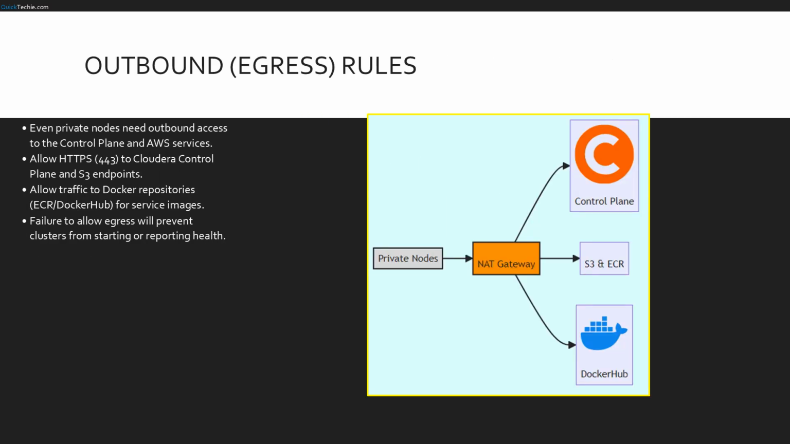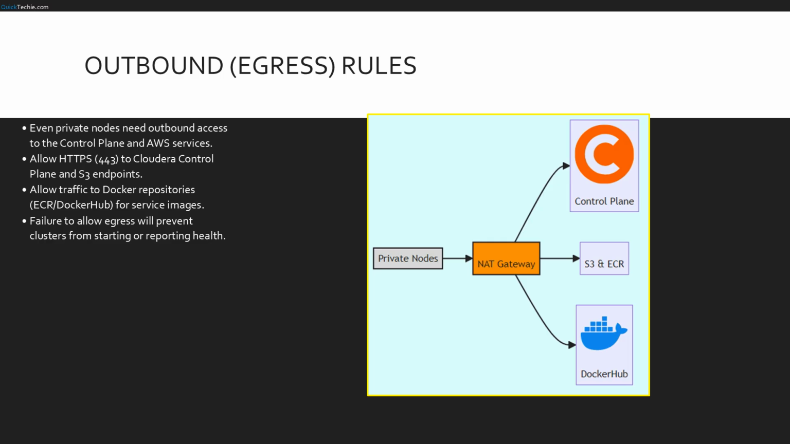We've covered inbound. Now let's look at outbound, or egress. Even if your clusters are in private subnets, they are not islands. They must initiate connections outward. You must allow HTTPS traffic on port 443 to the Cloudera control plane for heartbeats and billing. Additionally, nodes need access to AWS S3 for data and logs, and to Docker repositories like ECR or Docker Hub to pull the software images required to launch services. Blocking these outbound paths is a common cause of deployment failure.